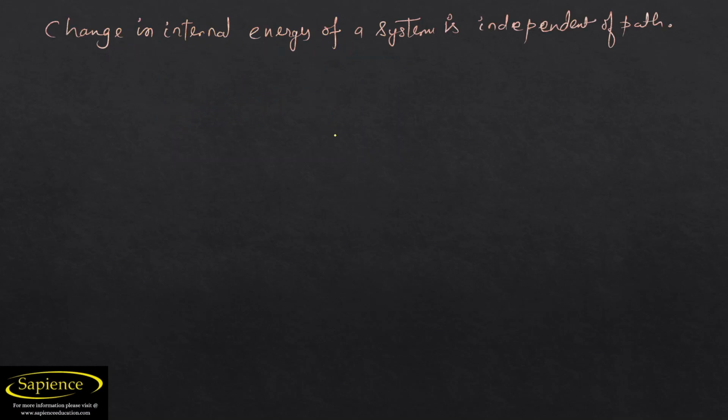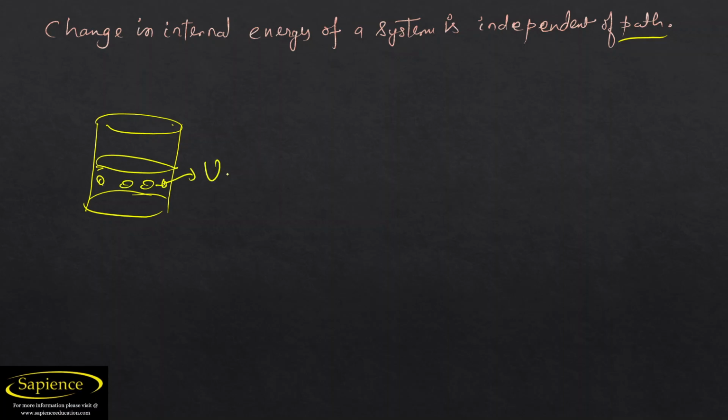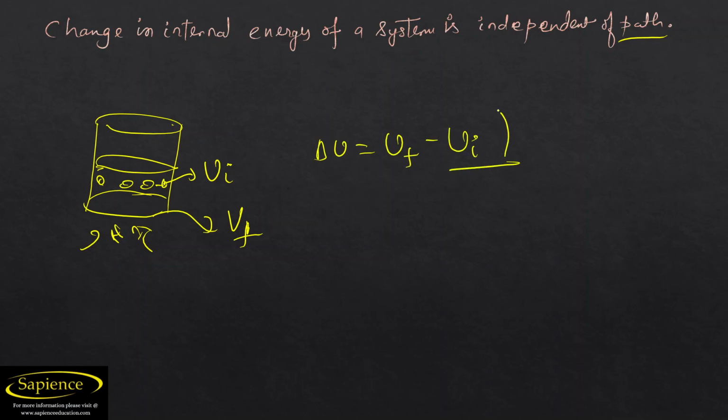Now, the change in internal energy of a system is independent of the path. It does not depend upon what type of process is there. It only knows about the initial as well as final point. So let us consider a gas container. Initially it has internal energy U initial. After applying heat, its internal energy became U final. So the change in internal energy can be considered as U final minus U initial.